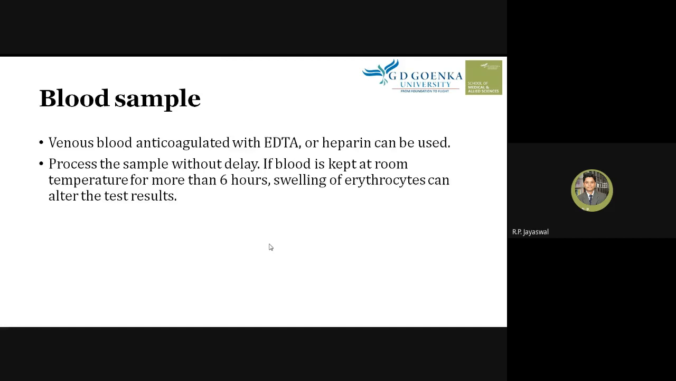It has been observed that after more than 6 hours at room temperature, the erythrocytes, which means red blood cells, usually undergo swelling, and because of the swelling in the erythrocytes, it can create some error in the results. So if a delay is expected, blood can be kept at 4 degrees Celsius for up to 24 hours.